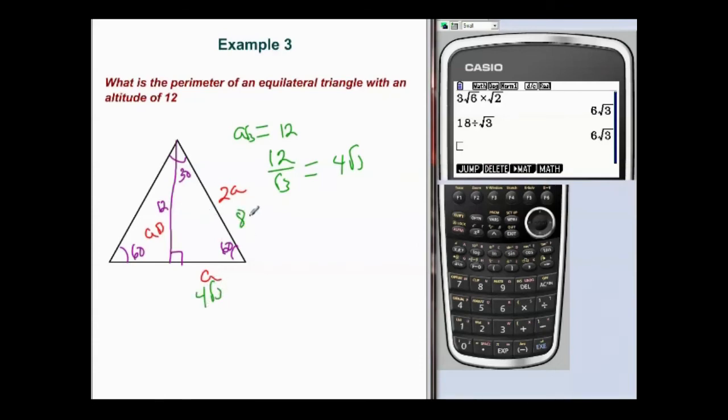This is 8 radical 3. That means this is 8 radical 3, and this whole thing right here is 8 radical 3. Okay? So that's just 24 radical 3. 8 plus 8 plus 8, so you got 24 radical 3.